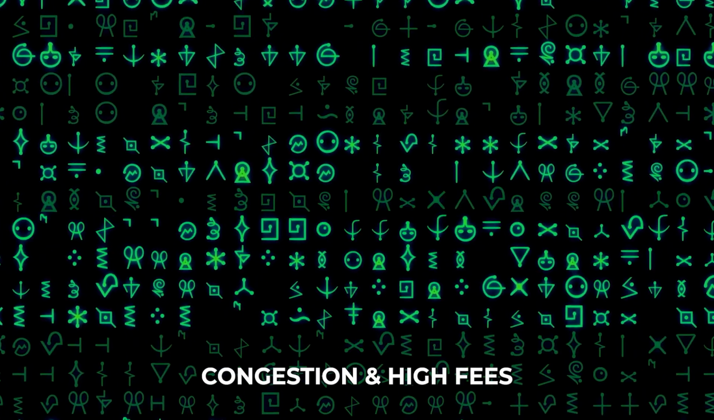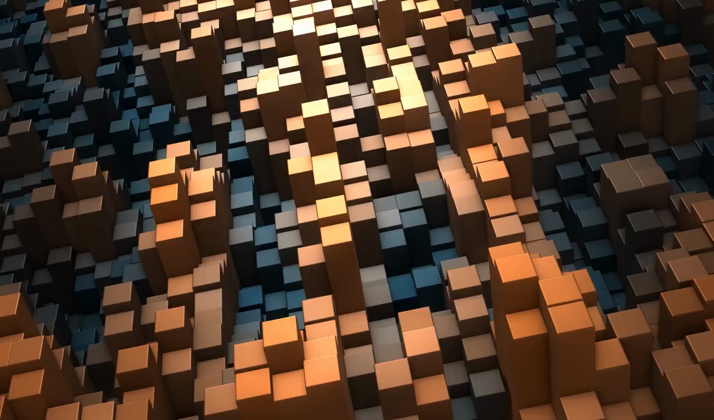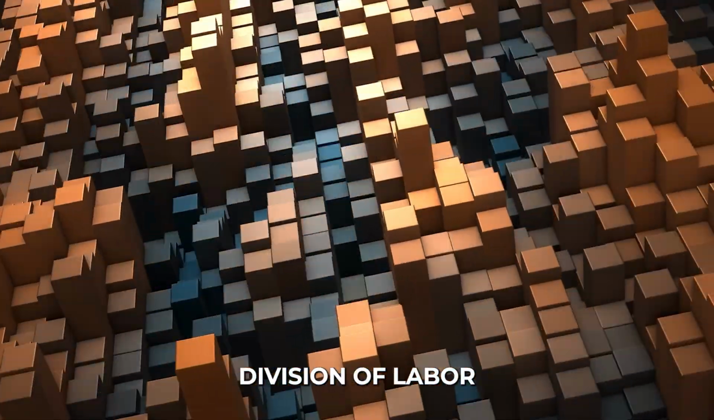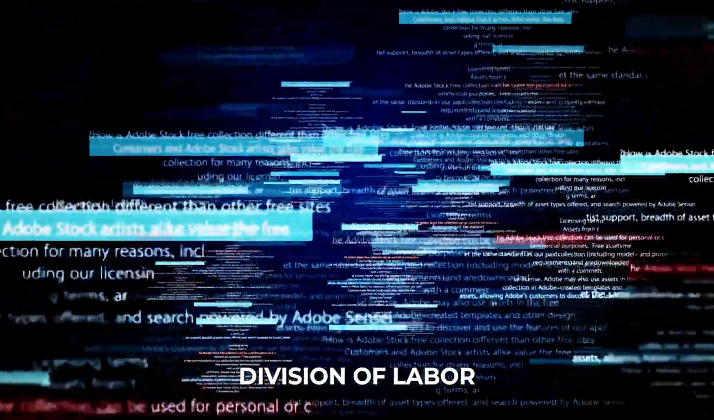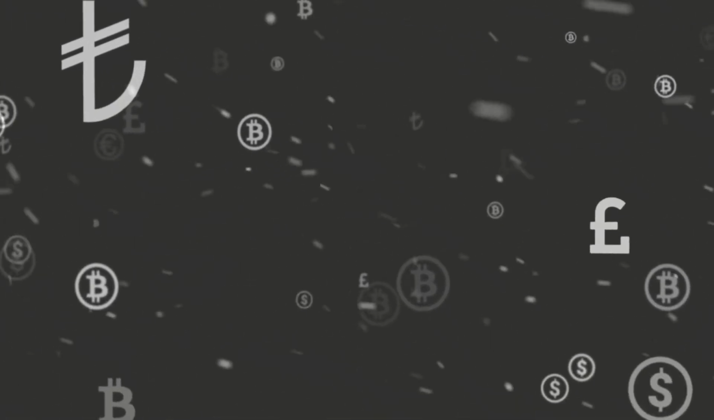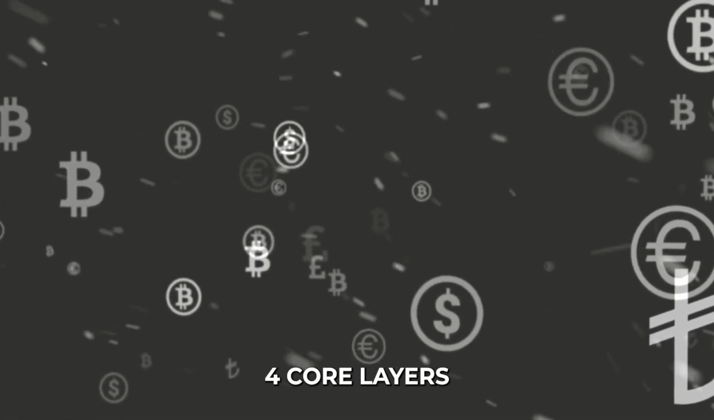We will briefly cover the foundational cryptography, but the primary focus will be on the modular stack, the four independent layers of execution, settlement, consensus, and data availability that power the modern decentralized economy.